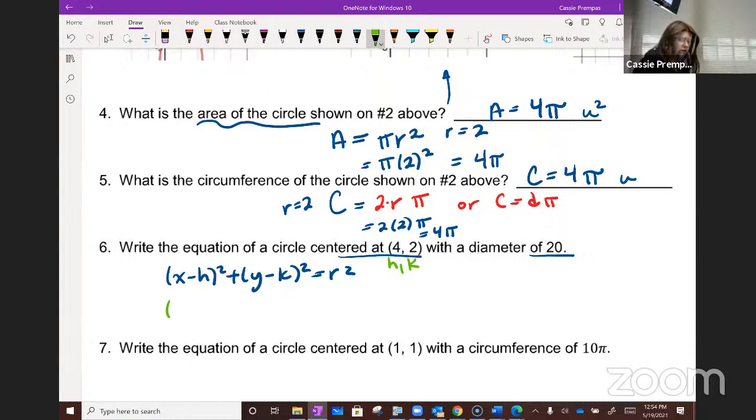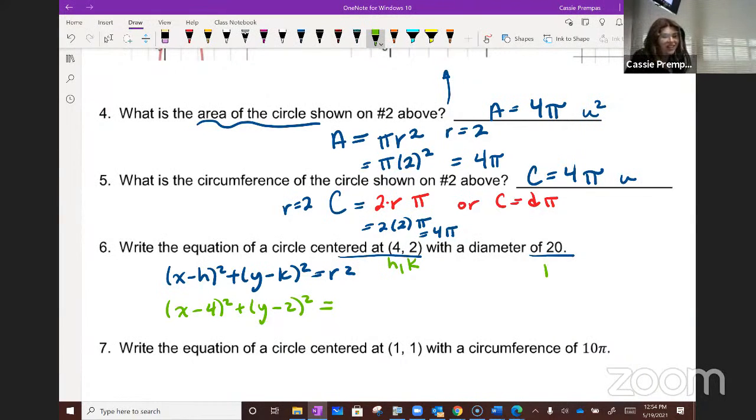I want to give people a chance to think about it. So, guys, think on this. Think what we would put in for r, because we're almost done. 10.